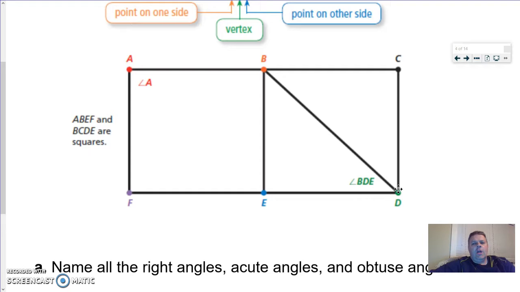For obtuse, there are a couple. One of them that we can say is angle ABD. That would be an acute angle. Excuse me, that would be an obtuse angle. And I believe that that is it for the obtuse angle. Only angle ABD.